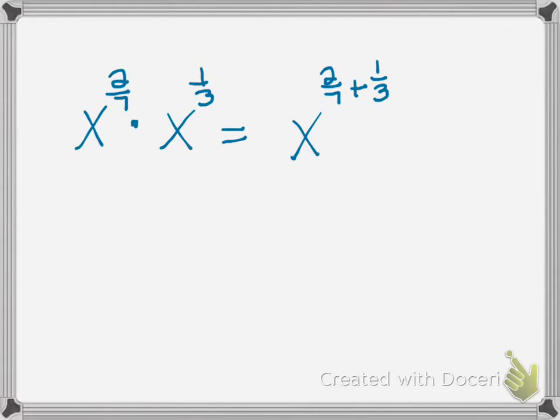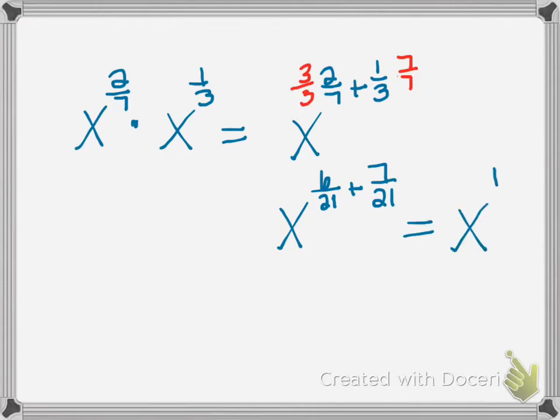But because these don't have a common denominator, I would have to rewrite them so they have the same denominator. The denominator would have to be 21, meaning I'd multiply the top and the bottom of the first one by 3, and the top and the bottom of the second one by 7. So then my exponents are 6/21 and 7/21, which would give me x to the 13/21.